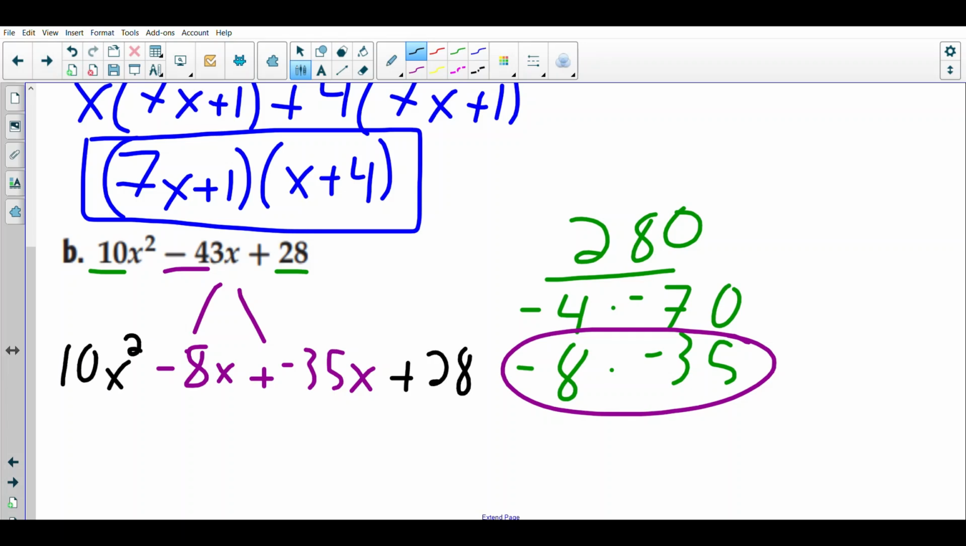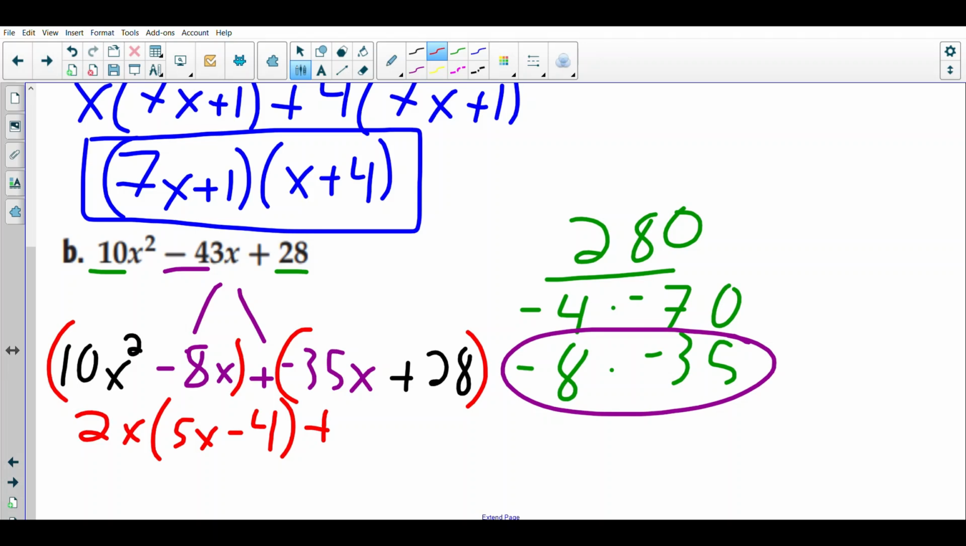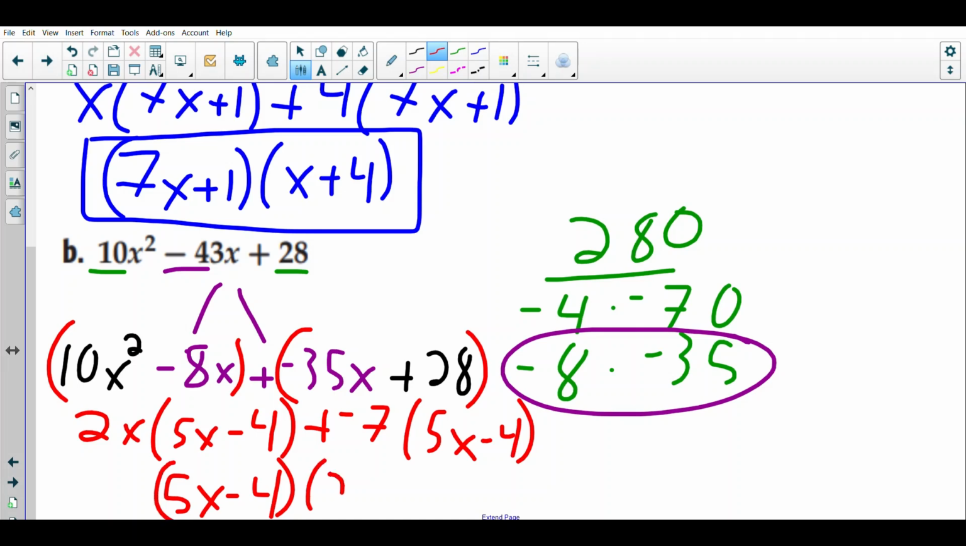And now let's group. In the first one, I can take out a 2x, and I'm left with 5x minus 4. In the second one, I can take out a negative 7, and I'm left with 5x minus 4. Take what's common, 5x minus 4. Take what's left, 2x minus 7. And there we go. Over time, the middle term is going to be easier and easier to figure out because you're going to learn your multiples and you're just going to see different factors.